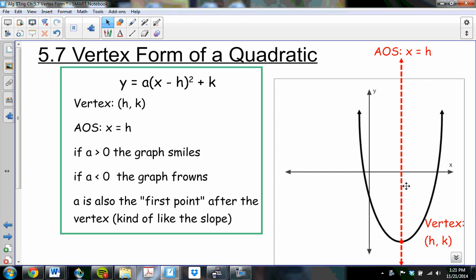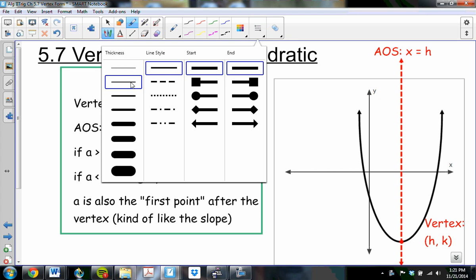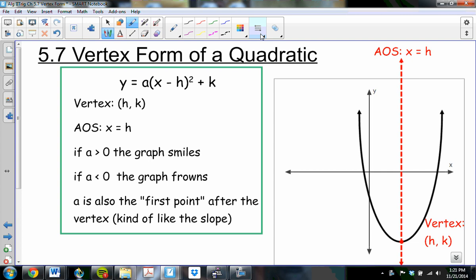5.7 is vertex form of a quadratic. We'll also be talking about how to do quadratic transformations. Vertex form of a quadratic follows this formula: y equals a times (x minus h) squared plus k. You've actually seen this before, because we did it with absolute value.